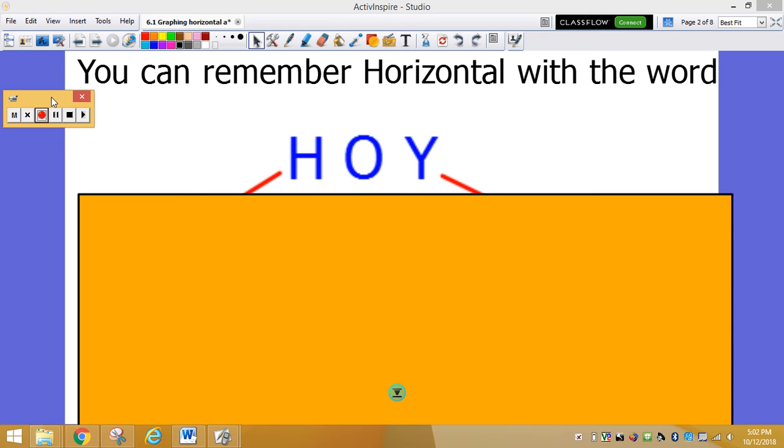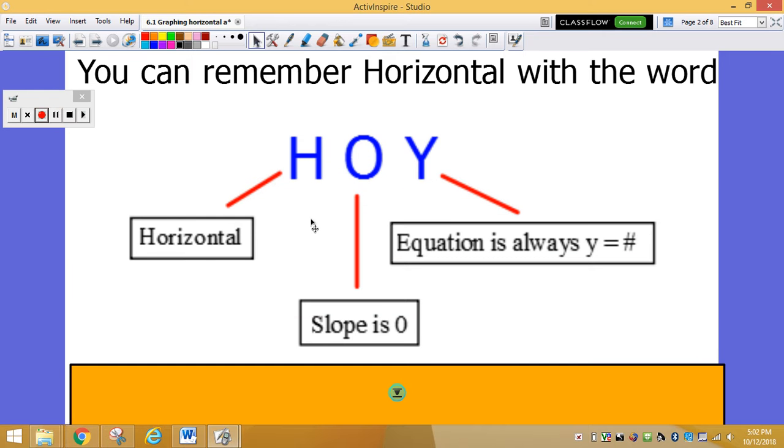These are going to give you the key parts of a horizontal line that you need to remember. So for HOY, the H stands for horizontal. The O in the middle means that the slope is 0. And the equation is always going to be y equals a number. There's no x's in a horizontal line. So pause it, write that down.